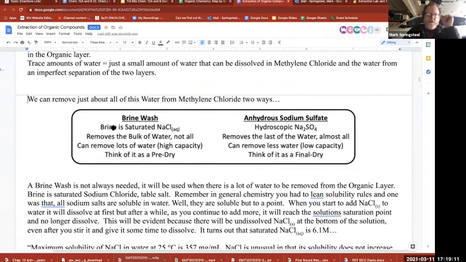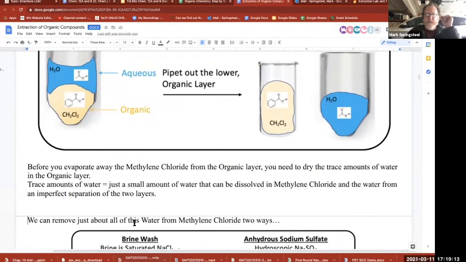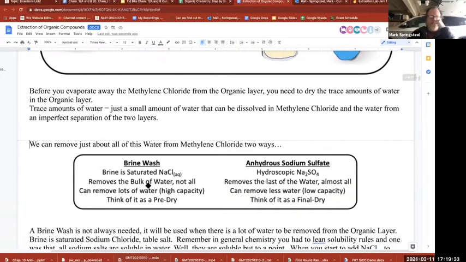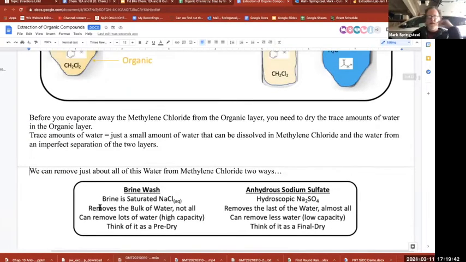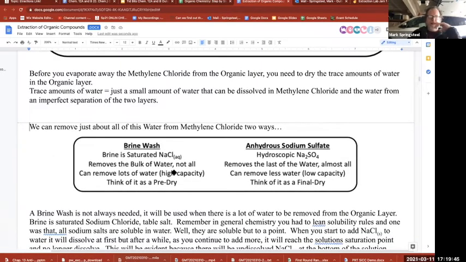When we use brine, and I'll explain how it works, we take our organic layer and then we add brine to it, an aqueous solution of saturated sodium chloride. And then when we do that, we mix these two up and they'll form two layers, and then we pull the organic layer back away from the brine layer, and it winds up the organic layer is much drier than it was. It removes the bulk of the water, like 99% of the water, not all of it, but it's a quick way to get almost all of your water out of your organic layer. So it has a high capacity. It can remove a lot of water. I think of it as a pre-dry, like we're mostly drying it.